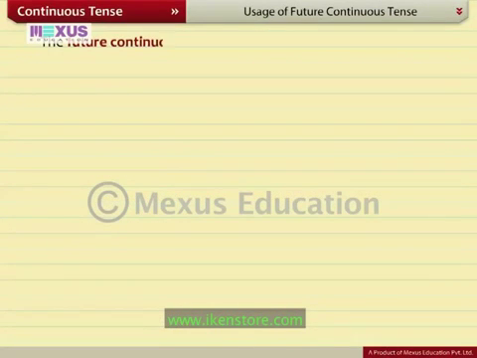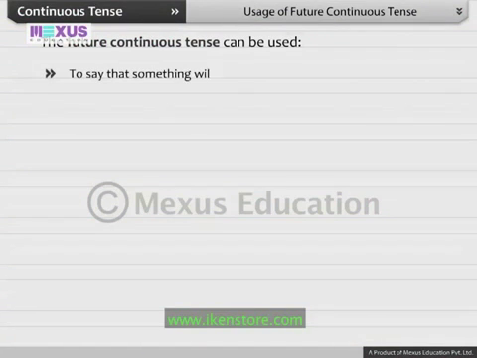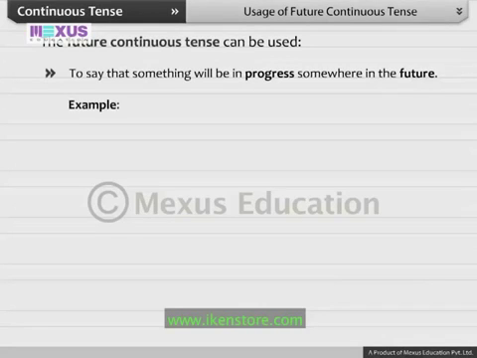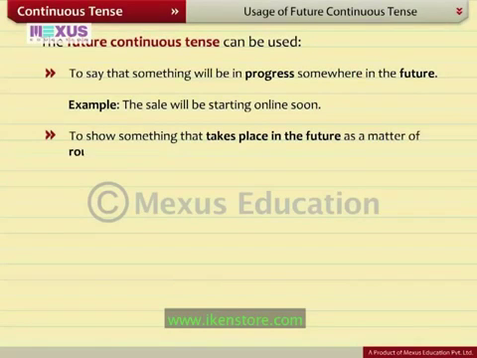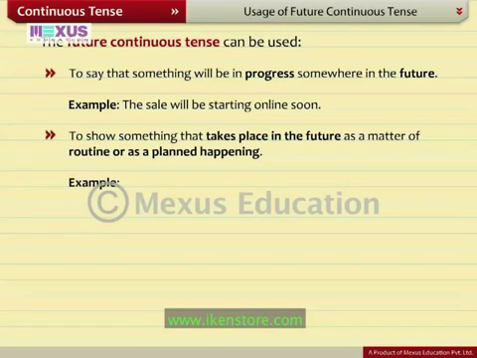The future continuous tense can be used to say that something will be in progress somewhere in the future. For example, the sale will be starting online soon. To show something that takes place in the future as a matter of routine or as a planned happening. For example, they will be celebrating Andy's birthday.